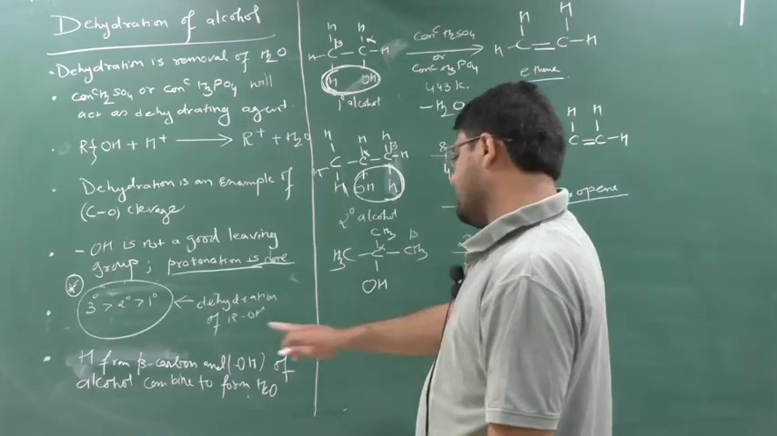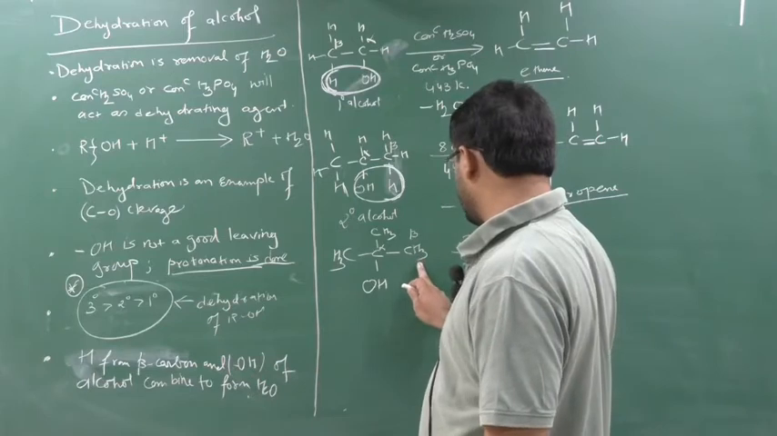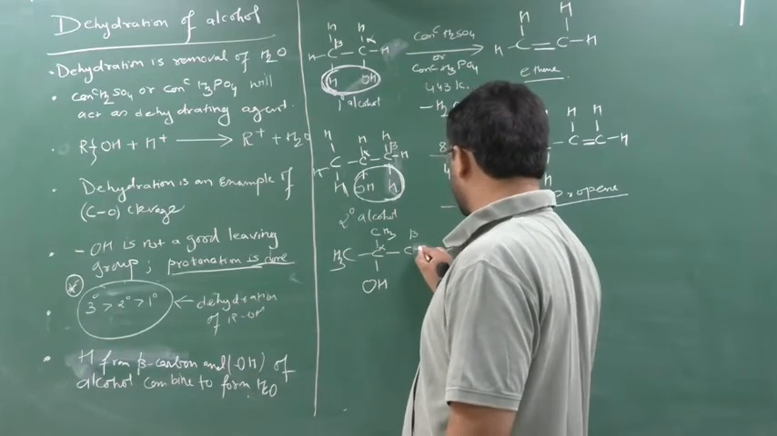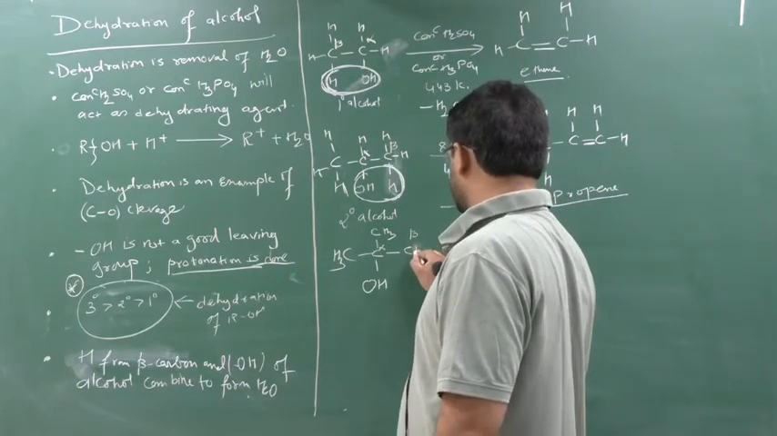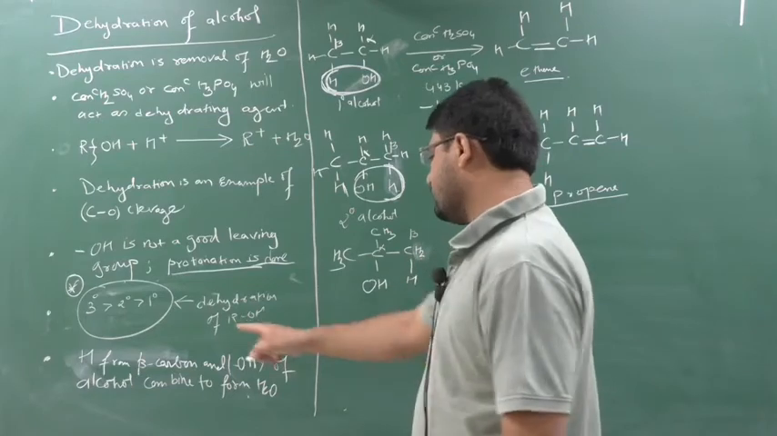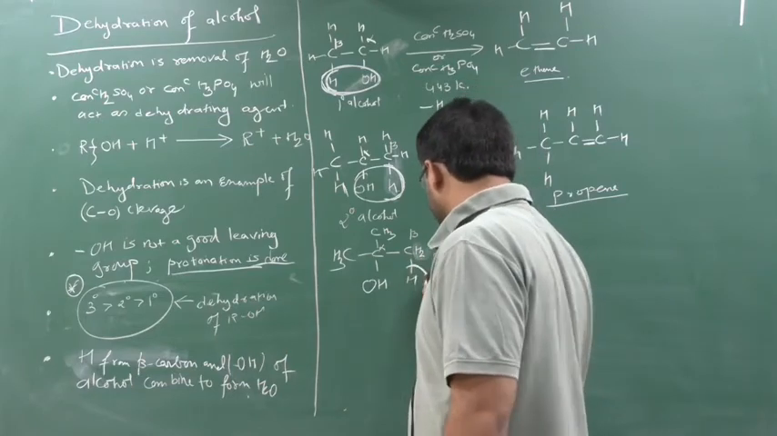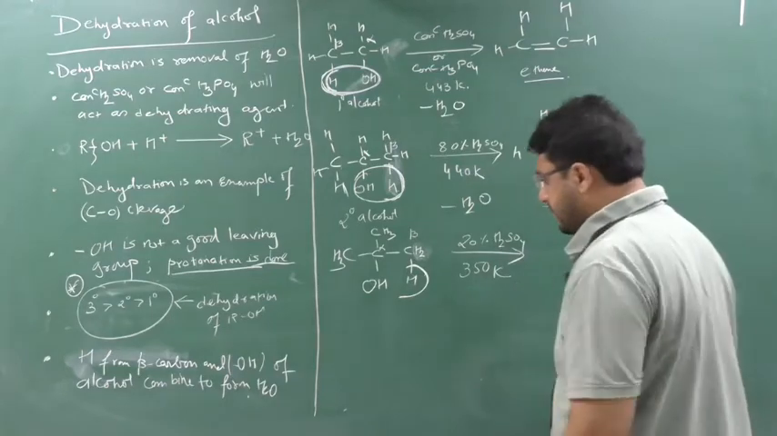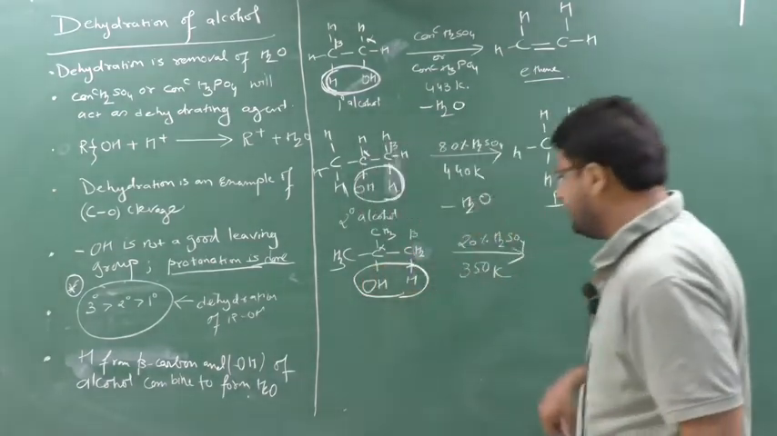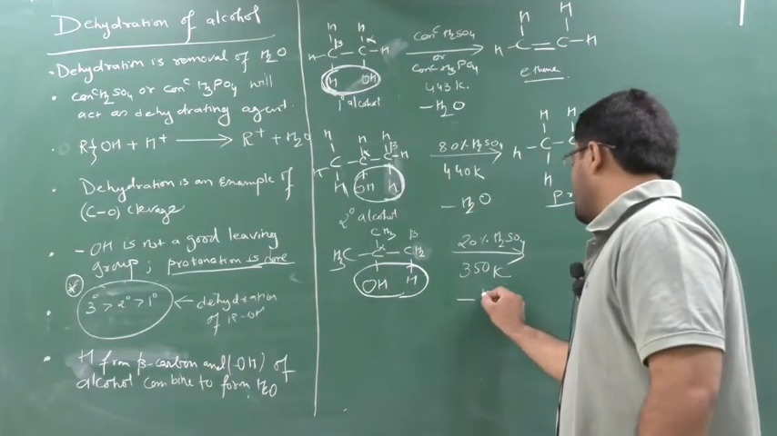So what will happen? H from the beta carbon, so from here one H. So instead of CH3, I will write down here CH2 and H. So H from the beta carbon and OH from the alcohol will combine together to form water. So your water will be generated.